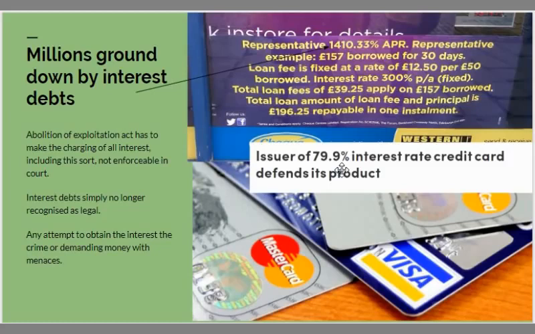What I'm proposing is an Abolition of Exploitation Act that makes the charging of all interest, whatever the rate of interest, unenforceable in a court of law, so that interest payments will no longer be a recognizable civil debt in a court of law. And any attempt to obtain the interest payments by threats would then be the criminal offence of demanding money with menaces.